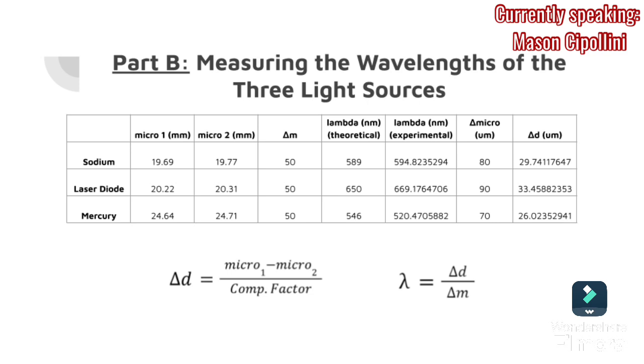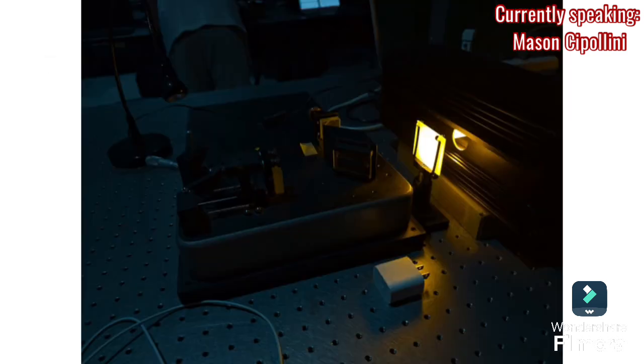We found wavelengths of 669 nanometers for the laser diode, 520 nanometers for the mercury lamp, and 595 nanometers for the sodium lamp. These are very good values given the difficulty of accurately counting the fringes. Here you can see an image of our interferometer when illuminated by the sodium lamp, and the fringes of equal inclination coming from that source.